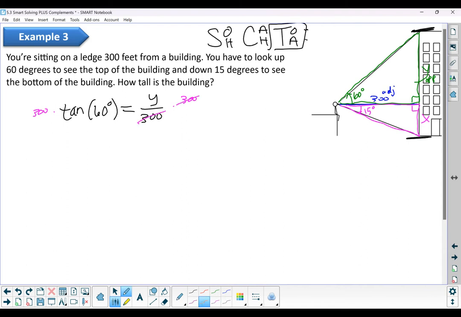And we can use our calculator to evaluate 300 multiplied by the tangent of 60. So I got, calculator got, let's see, y equals 519.6.